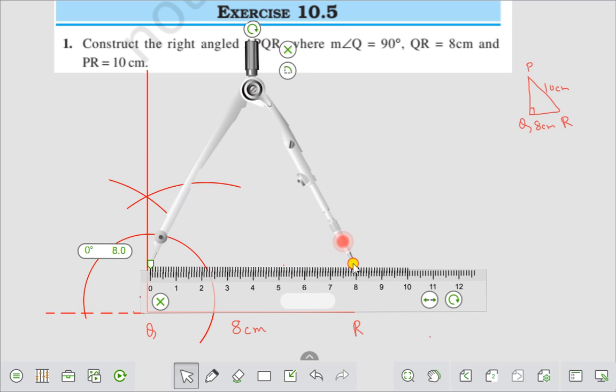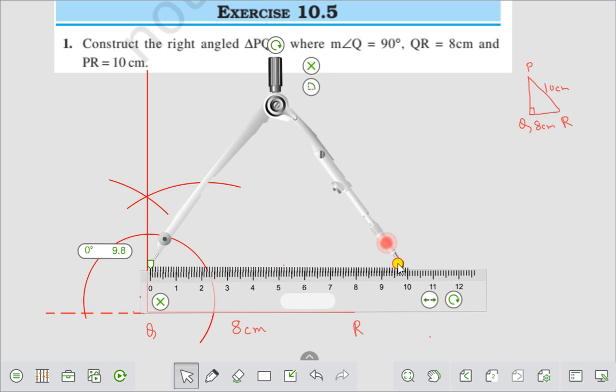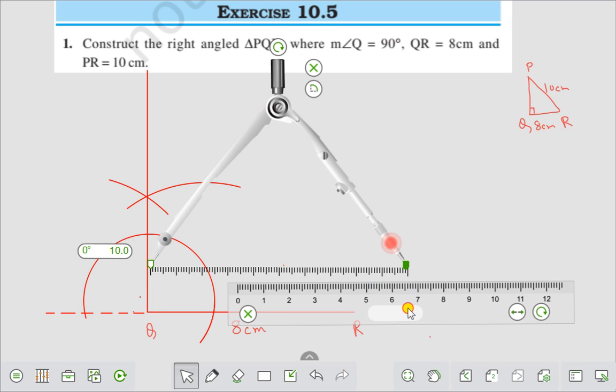Extend this up to 10, 6, 7, 8, 9.1, 9.2, 9.3, 9.9. This is exactly 10 centimeters. Here you see, this is exactly 10 centimeters. Now remove this ruler.